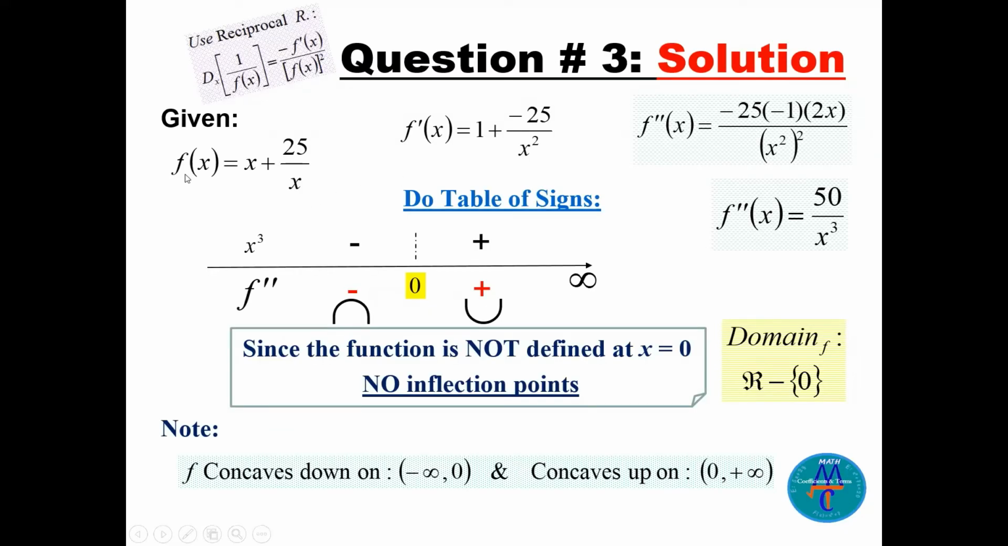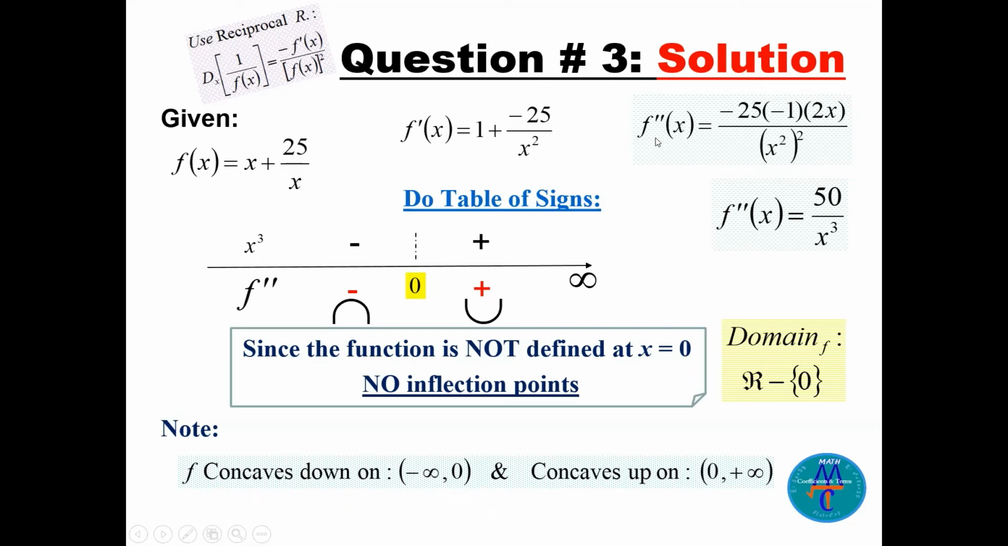Now the given function is f of x equals x plus 25 over x. We need f prime. Just note here, this is a sum, it's not a product. So we find the derivative of the first. Derivative of x will be 1 plus the derivative of 25 over x. You can use the quotient rule if you like, but it's easier to use the reciprocal rule. 1 over f of x, so the function here is only x. So we leave 25, and there is a minus from the formula. So minus 25 over x squared.